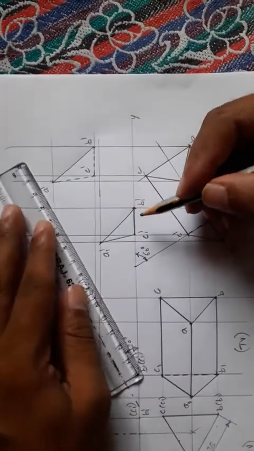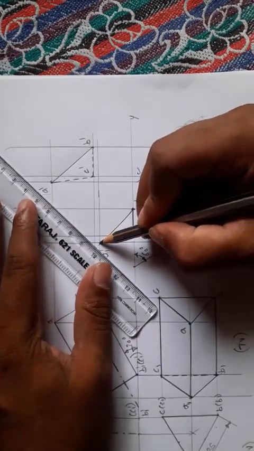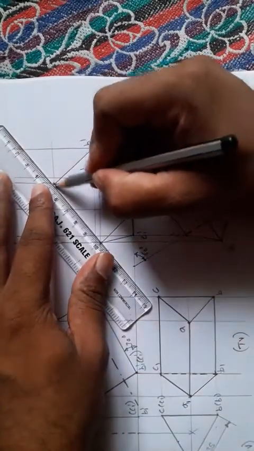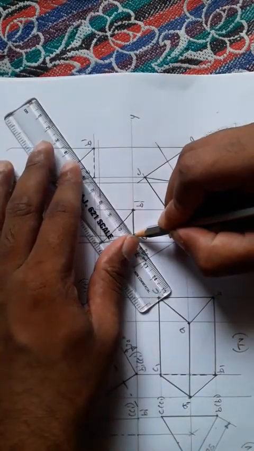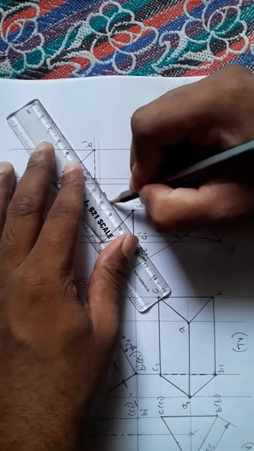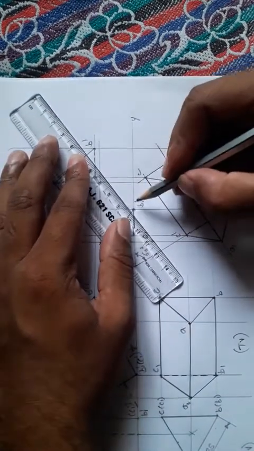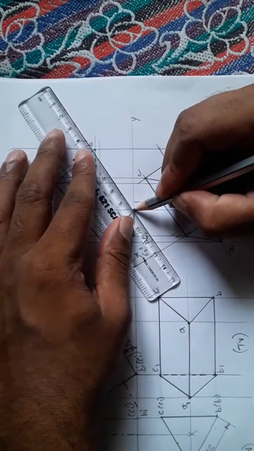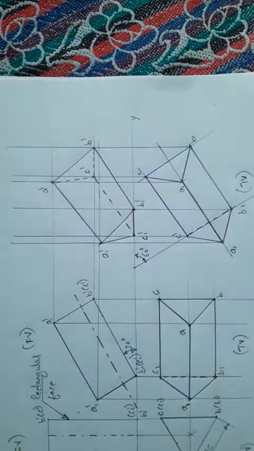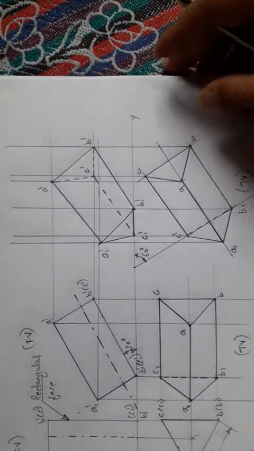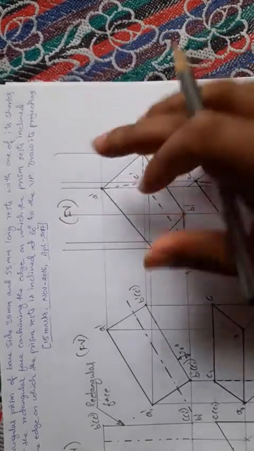Similarly, I am going to draw joining the lines. A to A is visible, C to C is an invisible line, because it is not possible to see this line in the front view, and similarly B to B is a visible line. It is possible to see the line in the front view. So this is the front view of the third stage.